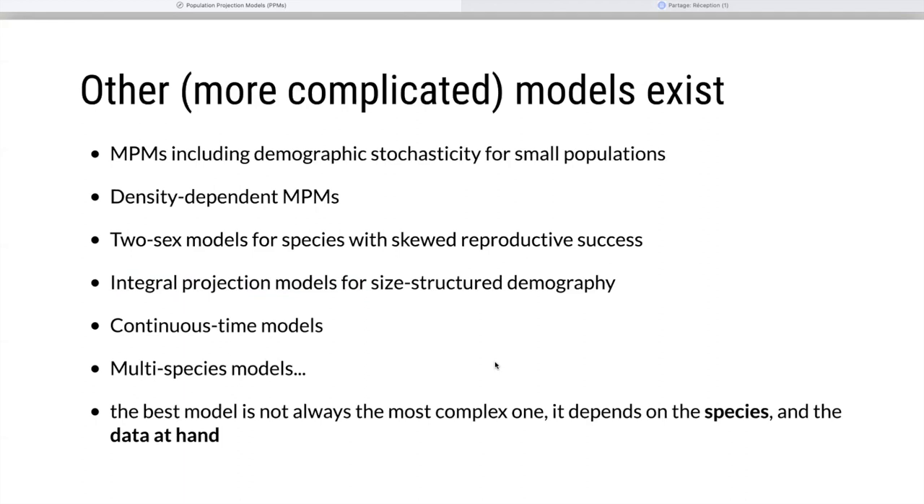And the best model is not always the most complex one. It really depends on the species. And don't forget, it depends on the amount of data you have at hand. So in cases where you have few data, a deterministic model is going to be good enough to have an idea of the average trajectory. But running models with environmental stochasticity, if you have very few data, you're going to have a bad estimate of the environmental variance. It might not be very useful. So just keep that in mind.